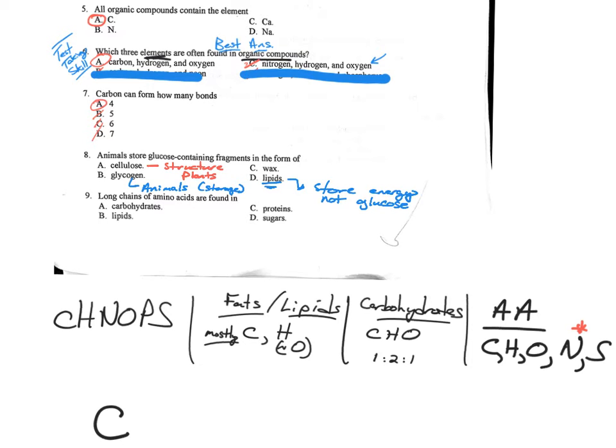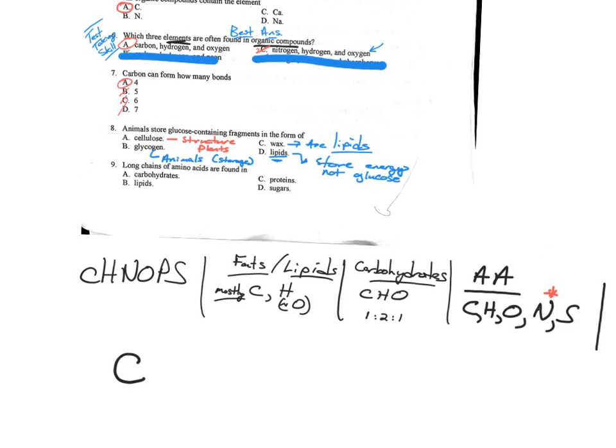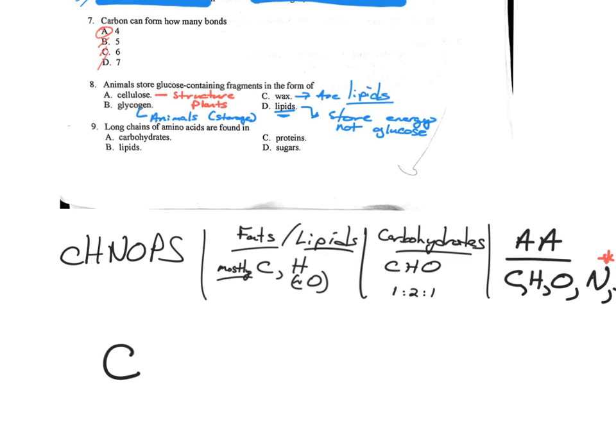Mm-hmm. So essentially, we do make wax, earwax for instance, and other kinds of waxes. Waxes are lipids. And no, they're not for storage of energy. They're really for waterproofing. They're really good at creating a barrier.